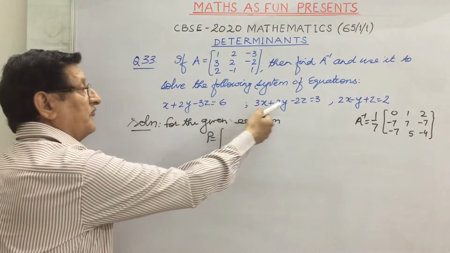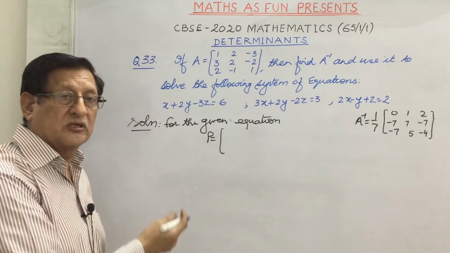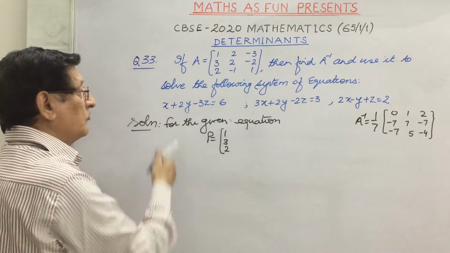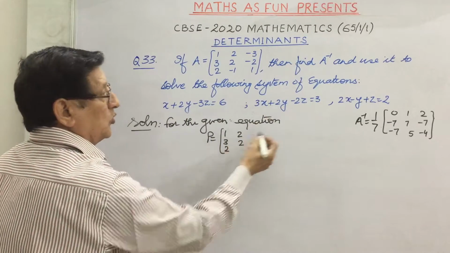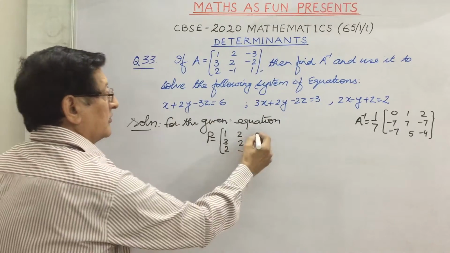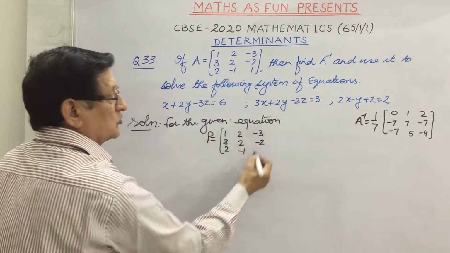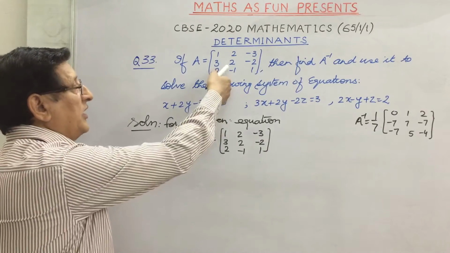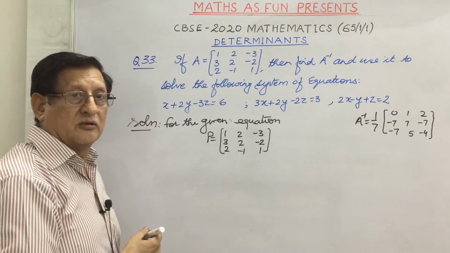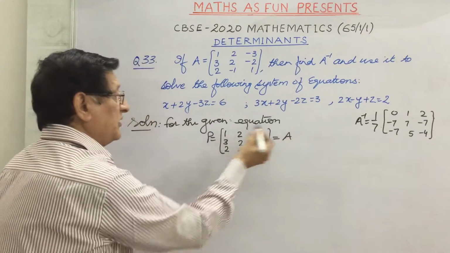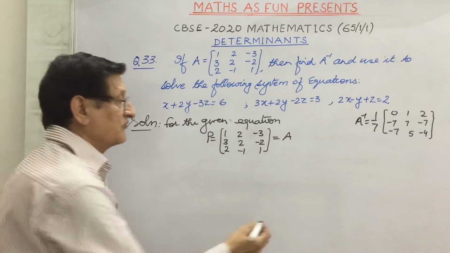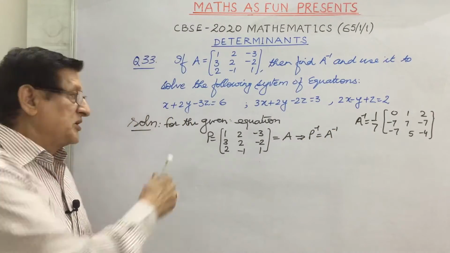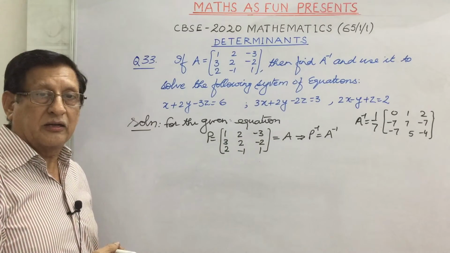And we take the coefficients of x, y and z in the columns that you know. So it is 1, 3, 2 for x. For y, 2, 2 and minus 1. For z, minus 3, minus 2 and 1. What we find? That this A and P are both equal. So we can write that P is same as A. This will imply that P inverse also will be same as A inverse. It means in place of P we can apply A directly.